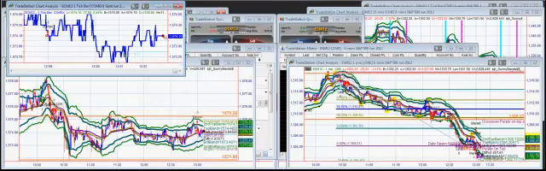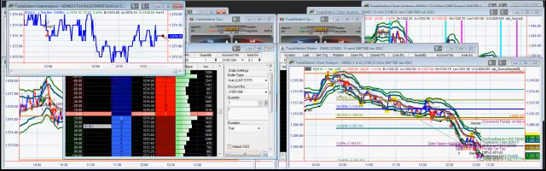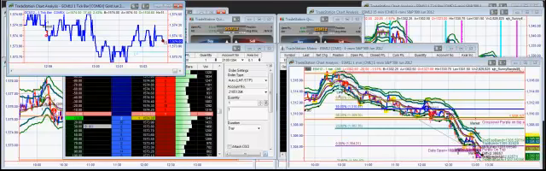There I am measuring it to see how far down it's going to go, and going back to the matrix and making sure that that buy stop is in the proper place. Always measure twice, cut once.